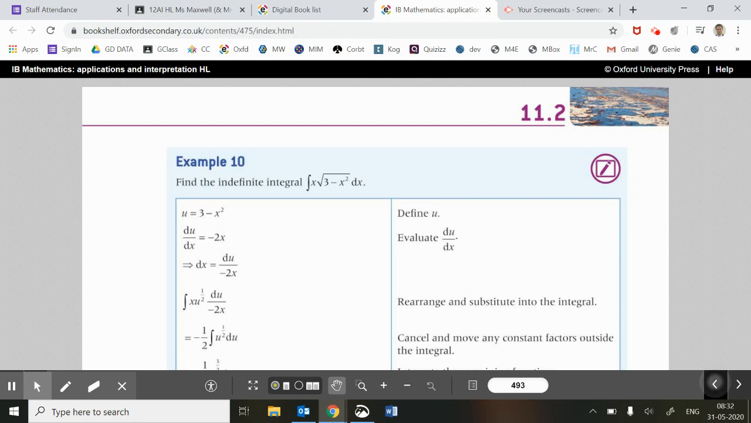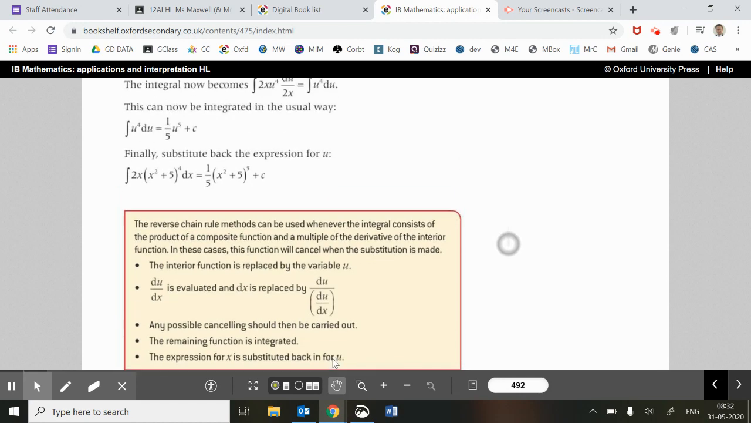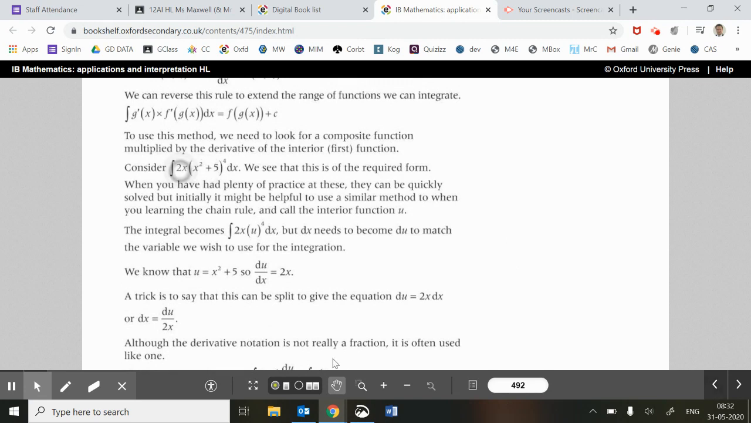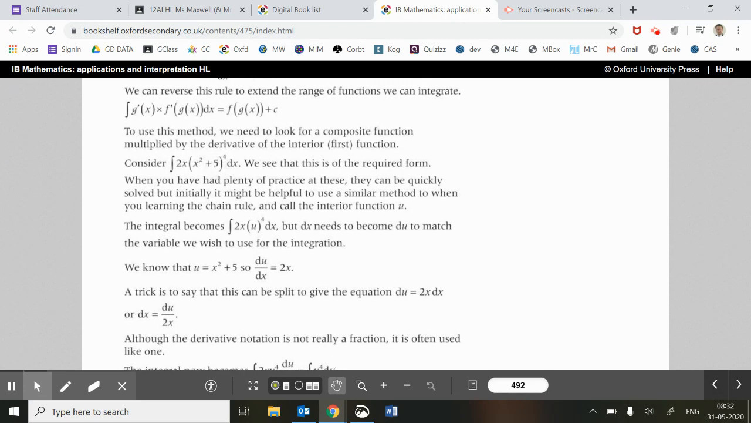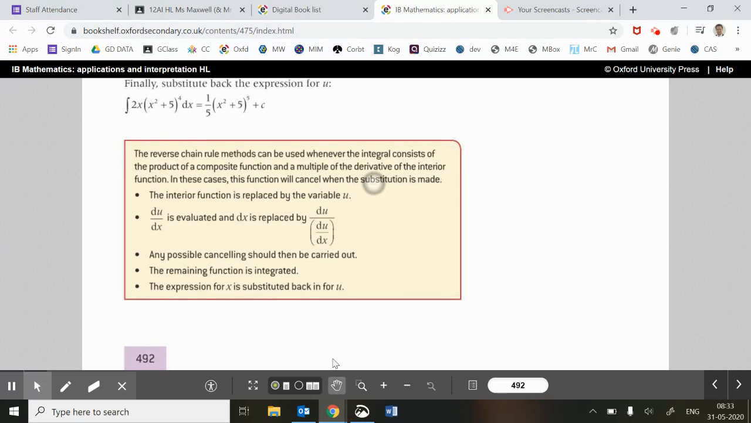Okay, so just to recap, because there's a nice little box before the questions there. It says the reverse chain rule method can be used whenever the integral contains the product of a composite function and a multiple of the derivative of the interior function. Right, so if you have a look at the question which they came up with, you can see that what's on the outside is the derivative of what's on the inside. So that cancelled when we replaced our dx with du divided by that derivative. It cancelled with this thing on the front. And they say a multiple of the derivative because they mean it can be scaled up or down, because that's just a constant that you can take in or out. Okay, in these cases, this function will cancel when the substitution is made.